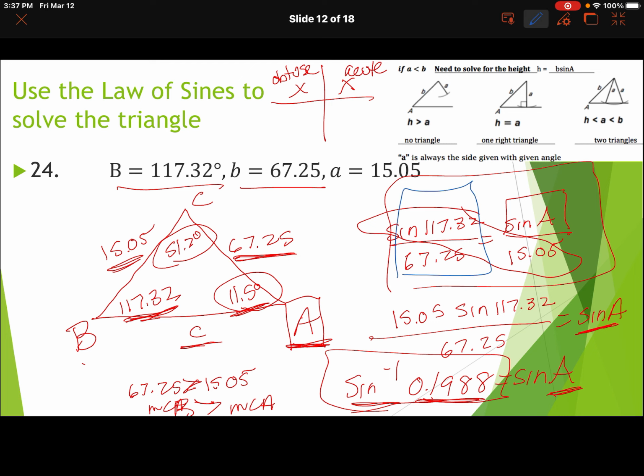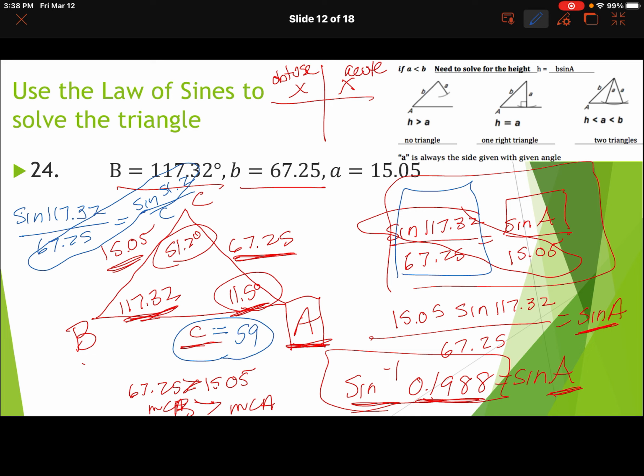So I'm going to use the same proportion: sine of 117.32 over 67.25 equals sine of C, which is 51.2 over C. Now I'm going to cross multiply this way. This is all in the notes if you want to look at the notes, and then divide it by that. And so for side C, I got 59. And that's about right, because this angle's in between these two and this side's in between those two. Okay?